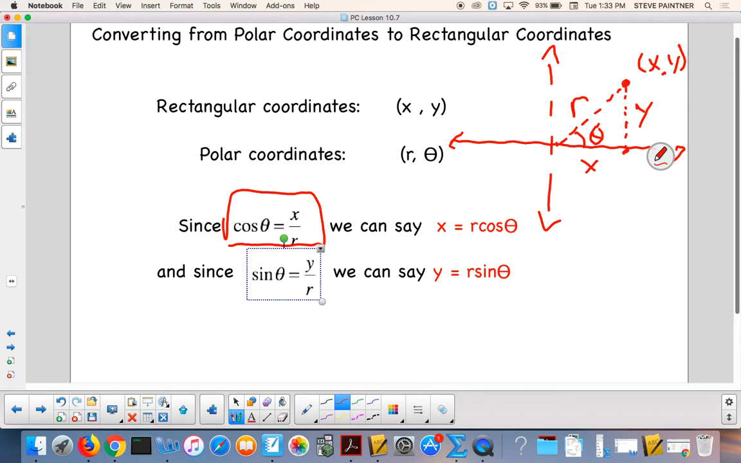So now you can solve both of these equations for x. Do you see how they went from this step to this step? They have cosine theta as x over r. They just multiply both sides by r to get x is equal to r cosine theta. Same thing here. Sine is y over r. So they just multiplied both sides by r and got y equals r sine theta. Do you see how that relationship works?